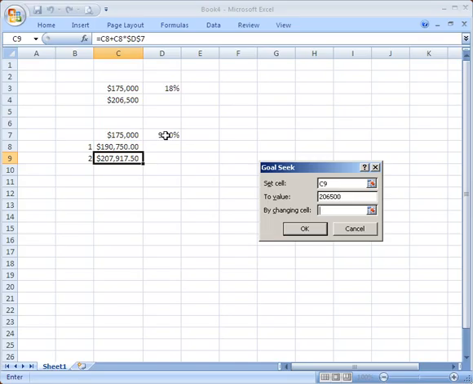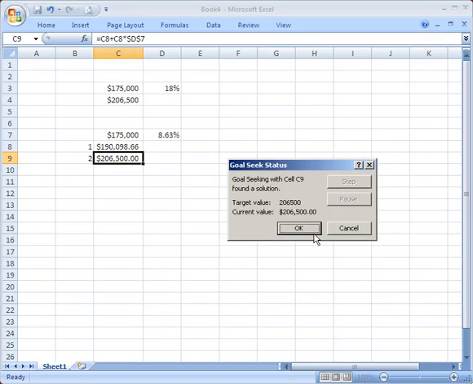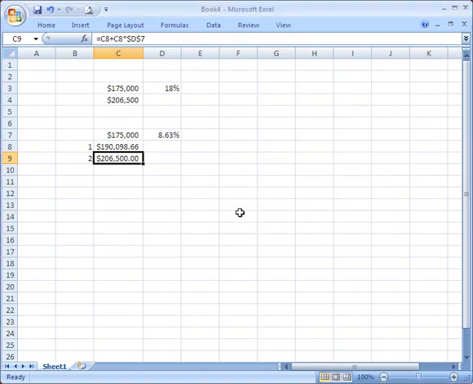It's not 9%, a little bit less, 8.63%. But for us, the important thing is that the amount of money owed at the end of 6 months, after all, that was the question, is $190,098.66.